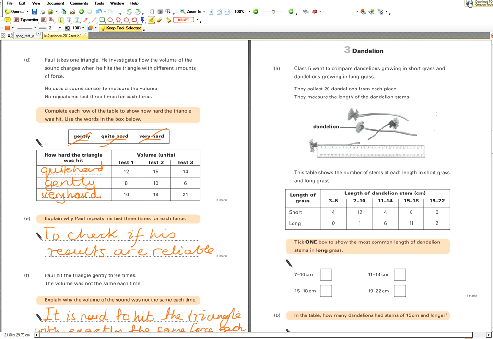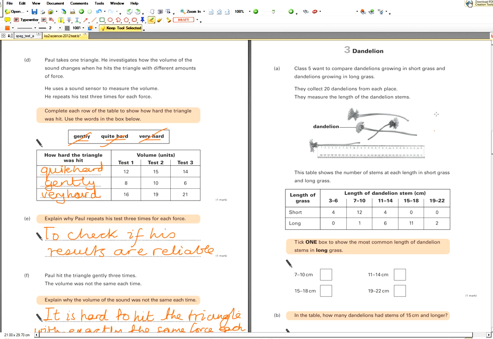Let's move up a bit. So the next question, number 3. We should all know why we repeat experiments. We always repeat experiments to get more reliable results, to check the results, to get an average. All those kinds of wordings are good. The next question, number 3, is talking about dandelions.